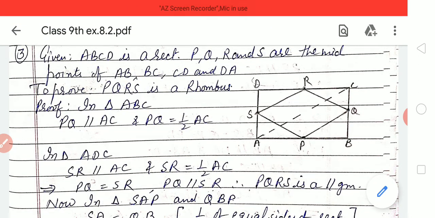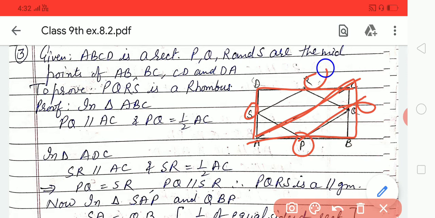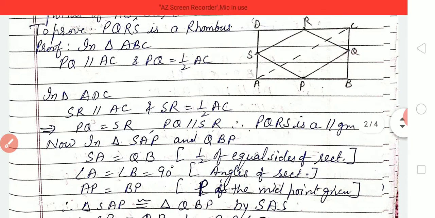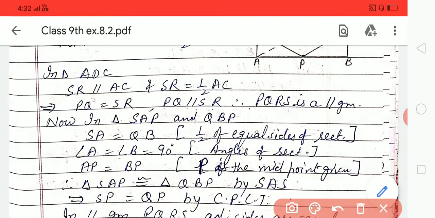You can take a triangle ABC in which P and Q are midpoints, so that PQ is parallel to AC and half of AC. Now take triangle ADC in which S and R are the midpoints, so SR is parallel to AC and half of AC. So from 1 and 2, what you can say is that SR and PQ are equal and parallel, right? So you can say that PQRS is a parallelogram. So what we need to prove here is the adjacent sides are equal. Here we have proved it is a parallelogram.